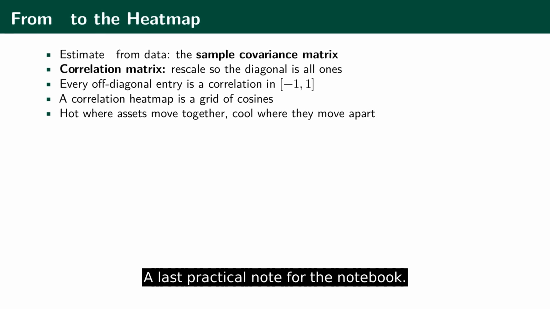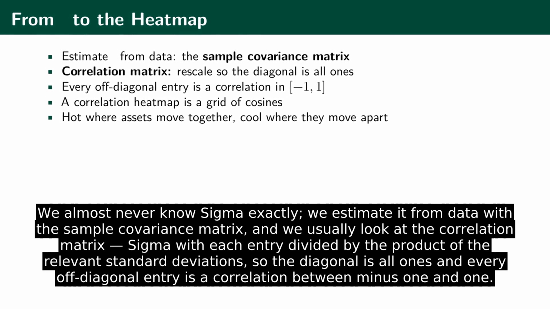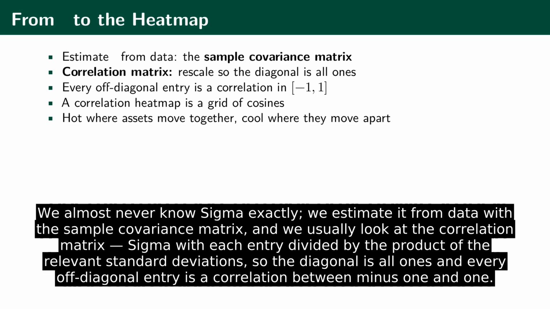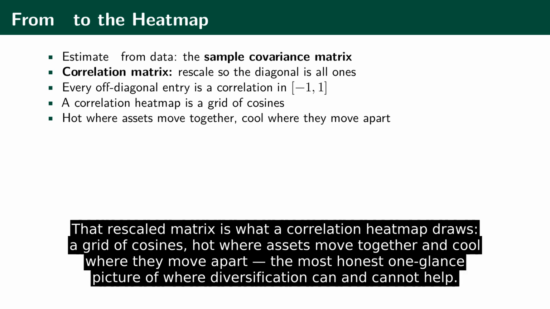A last practical note for the notebook. We almost never know sigma exactly. We estimate it from data with the sample covariance matrix, and we usually look at the correlation matrix: sigma with each entry divided by the product of the relevant standard deviations, so the diagonal is all ones and every off-diagonal entry is a correlation between -1 and 1. That rescaled matrix is what a correlation heat map draws, a grid of cosines, hot where assets move together and cool where they move apart. The most honest one-glance picture of where diversification can and cannot help.